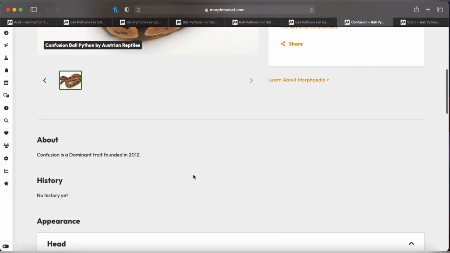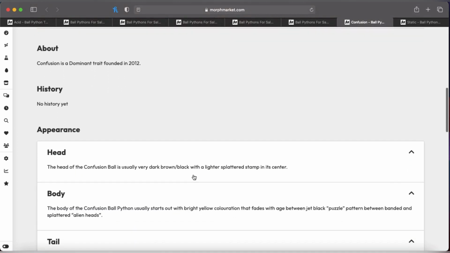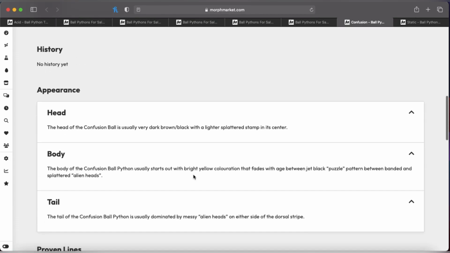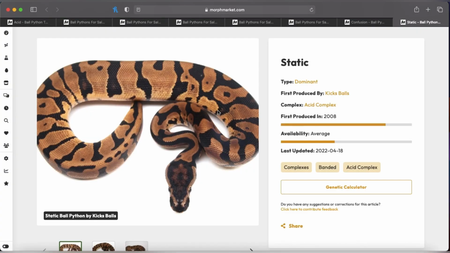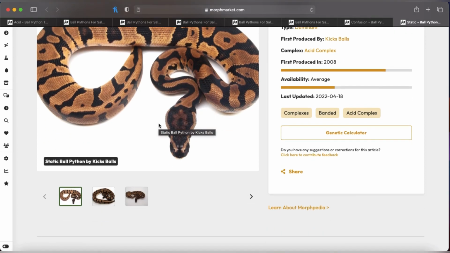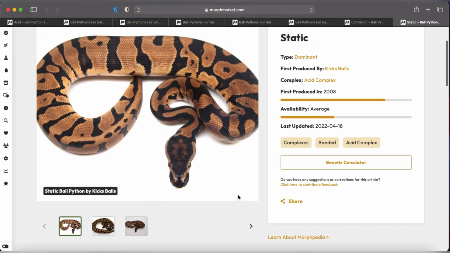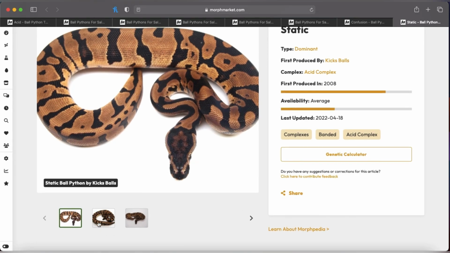So again, Morph Market has this awesome Morphpedia where you can scroll down and learn about the different genes. So here is static. If any of you guys have experience in static and confusion, I'd be happy to hear from you in the comment section below. Help me learn a bit more about the difference between confusion and static, and how they work in the acid complex.